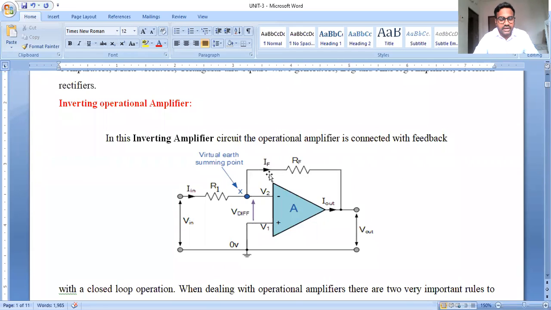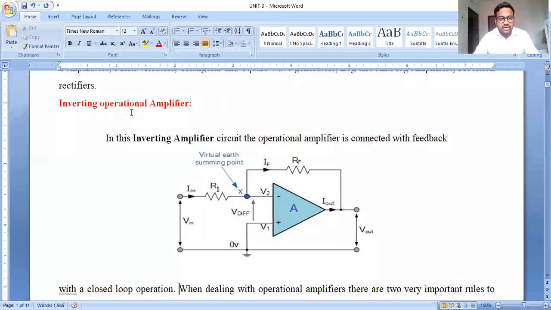Here we provided a negative feedback. If the feedback signal is 180 degrees out of phase with respect to the input, that is called negative feedback. On the other hand, if we connect the feedback to the positive terminal, that is called positive feedback. So in these linear circuits, the operational amplifier operates in a closed loop with the help of this feedback.